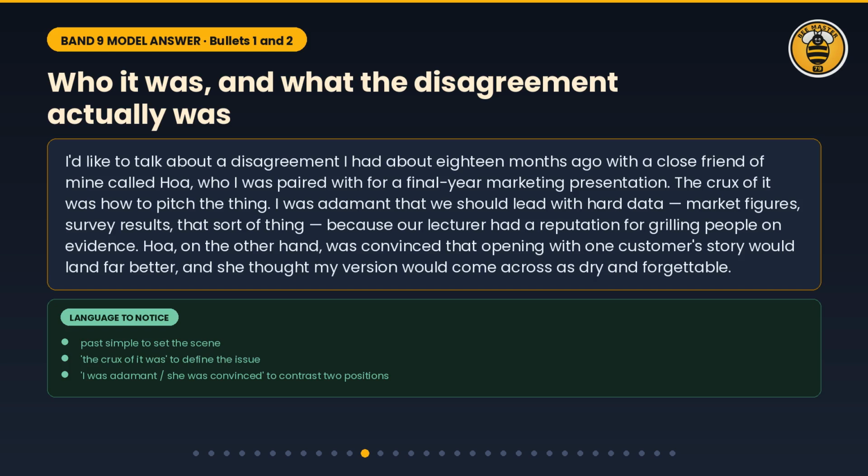The crux of it was how to pitch the thing. I was adamant that we should lead with hard data, market figures, survey results, that sort of thing, because our lecturer had a reputation for grilling people on evidence. Hoa, on the other hand, was convinced that opening with one customer's story would land far better, and she thought my version would come across as dry and forgettable.